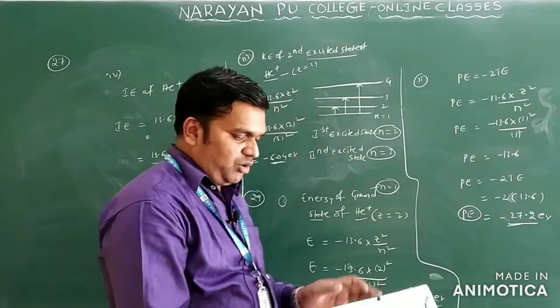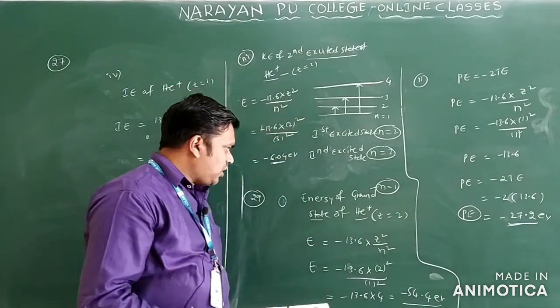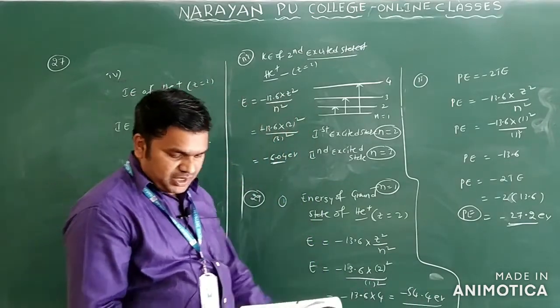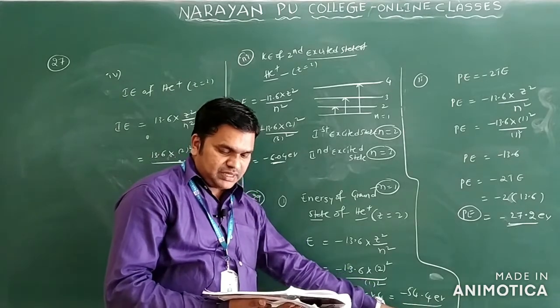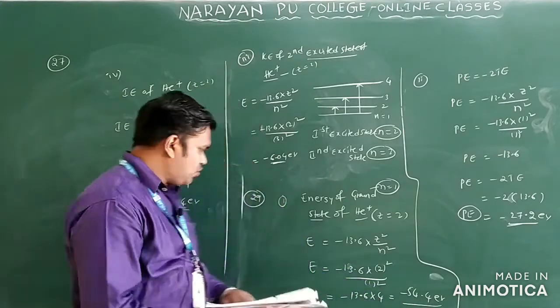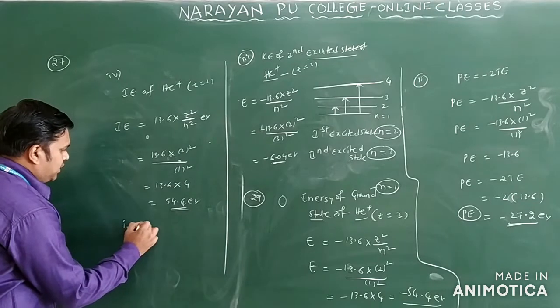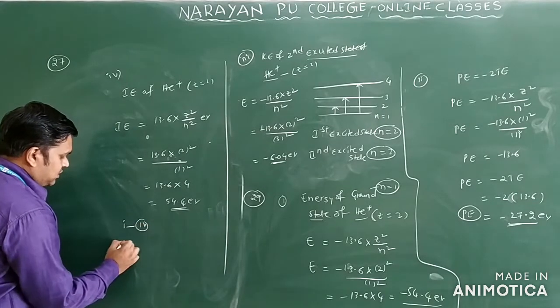Now we see the options here. What is the maximum we have to take? The first one, energy of the ground state of He plus, you can take minus 54.4, so you can take option 4 only. Means you can write here, for the first one, option 4 is the right answer.